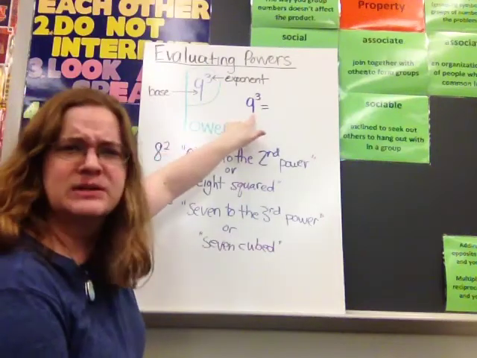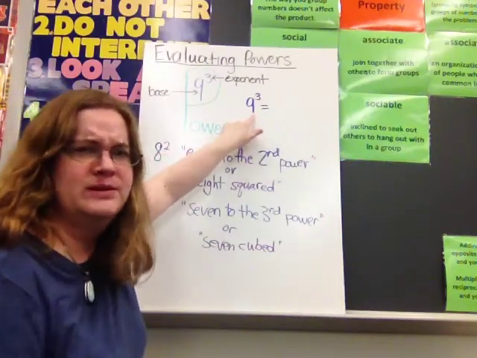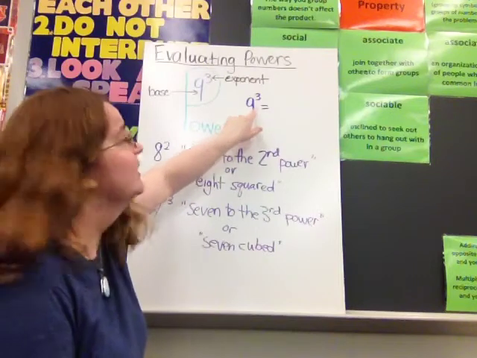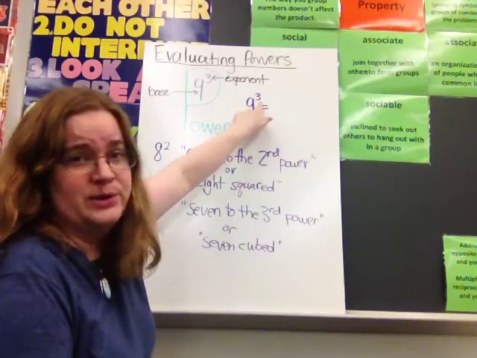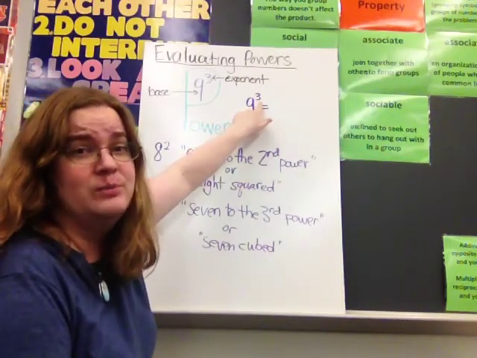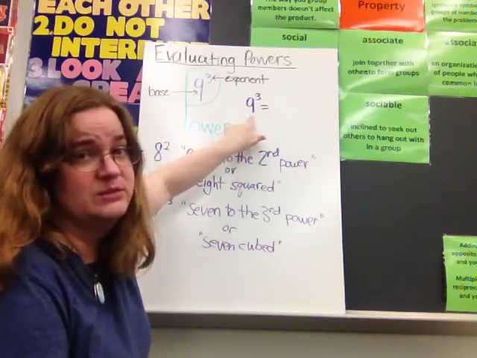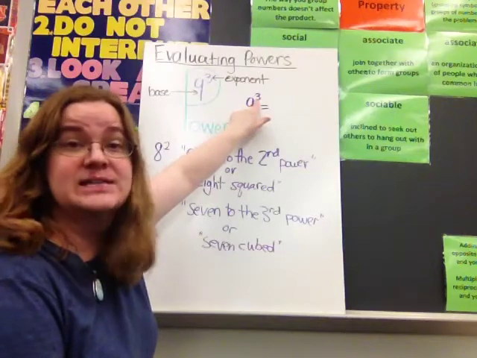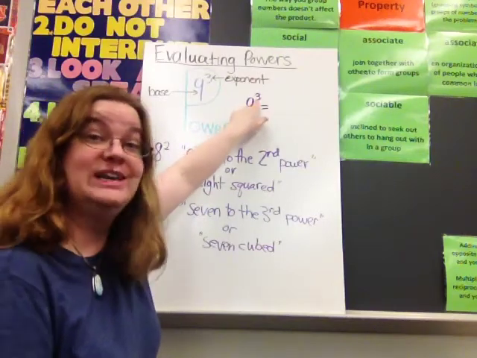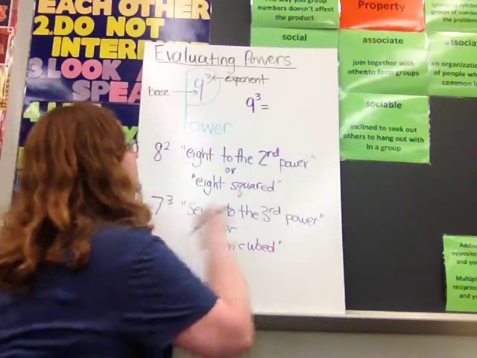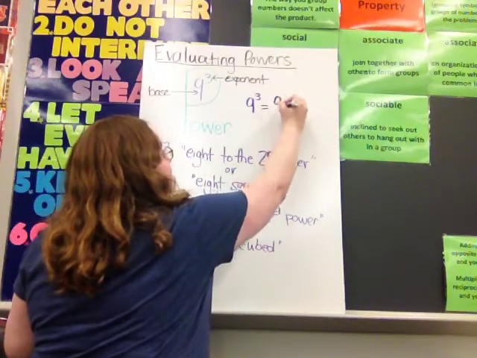So if I'm looking at something like 9 to the third power, what am I doing with that? Well, it's pretty simple. The exponent, the little number, tells you how many nines, which is the base, that you're multiplying together. So in this case, I'm going to take 3 nines and multiply them together. So let's go ahead and do that.